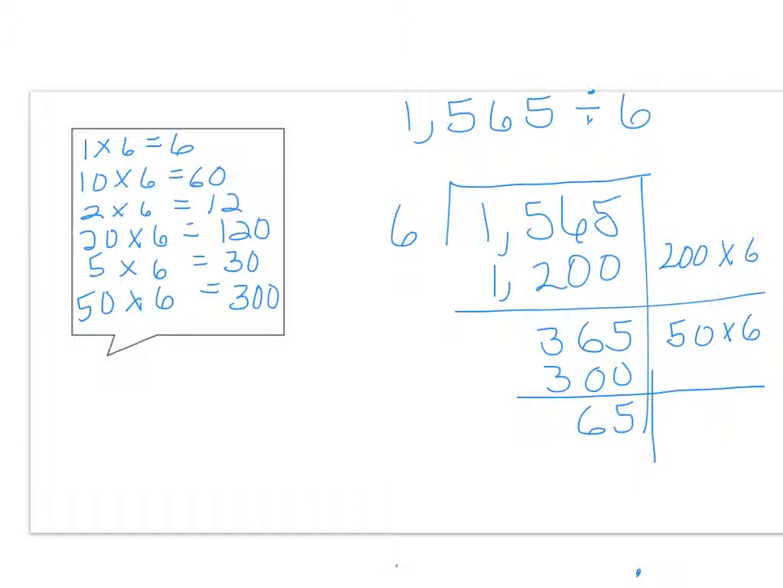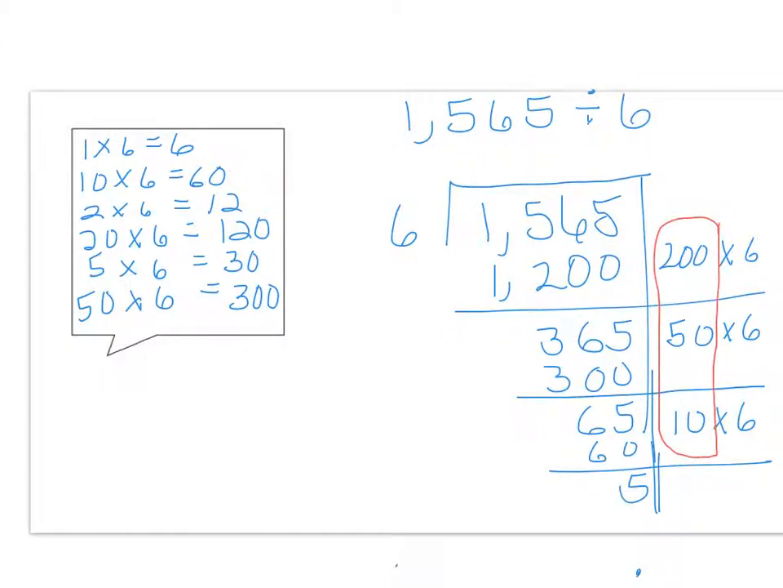Ooh, and then I see that 10 groups of 6 gives me 60 and leaves me with 5. Can I get any more groups of 6 out of that 5? Well, no, I can't. So I'm going to take my 3 partial quotients, my 200, my 50, and my 10, and add them together, and that gives me 260. So the answer to 1,565 divided by 6 is 260 with a remainder of 5.